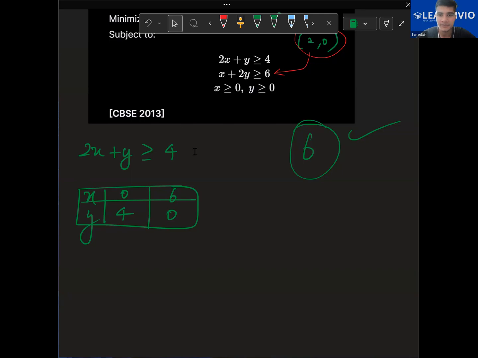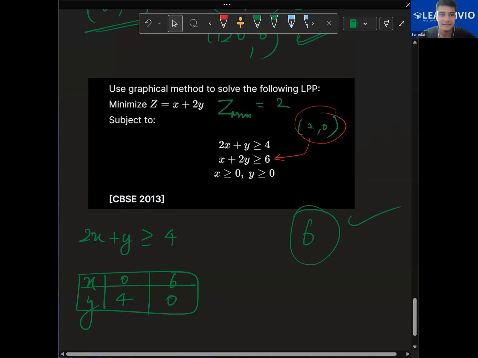Both of you did the same mistake. 2 comma 0 and answer is true.